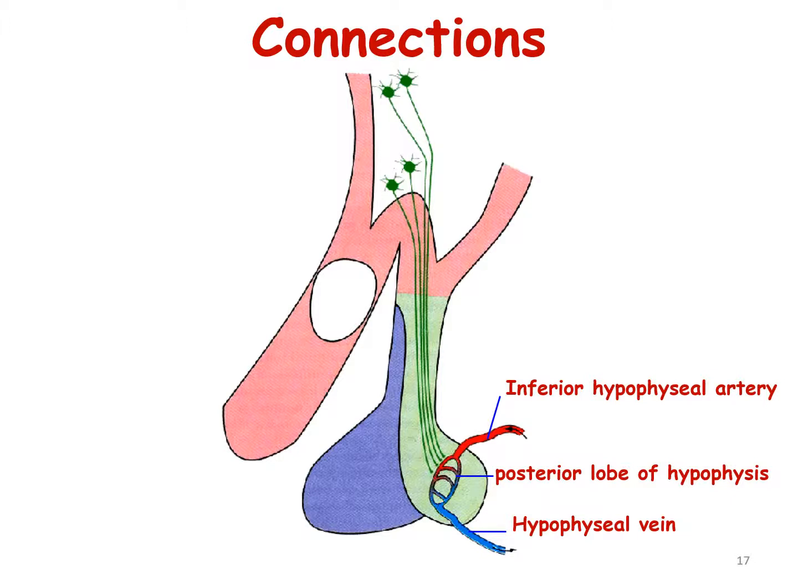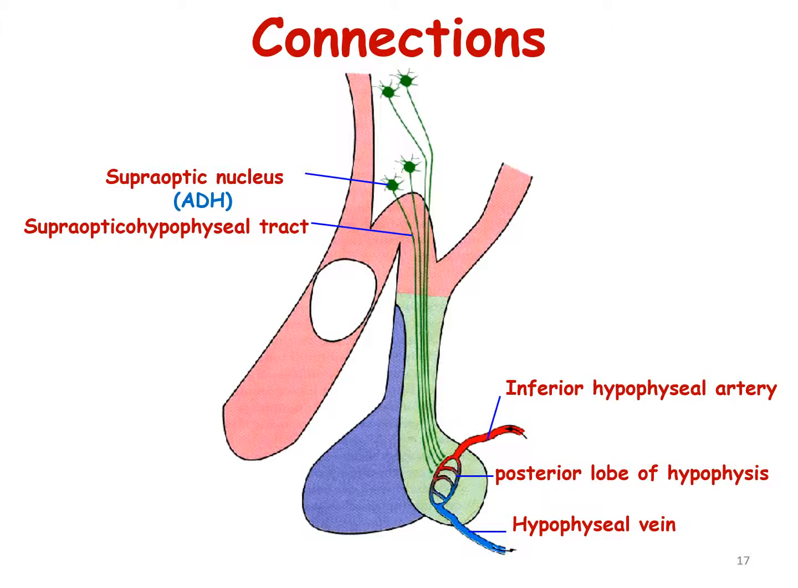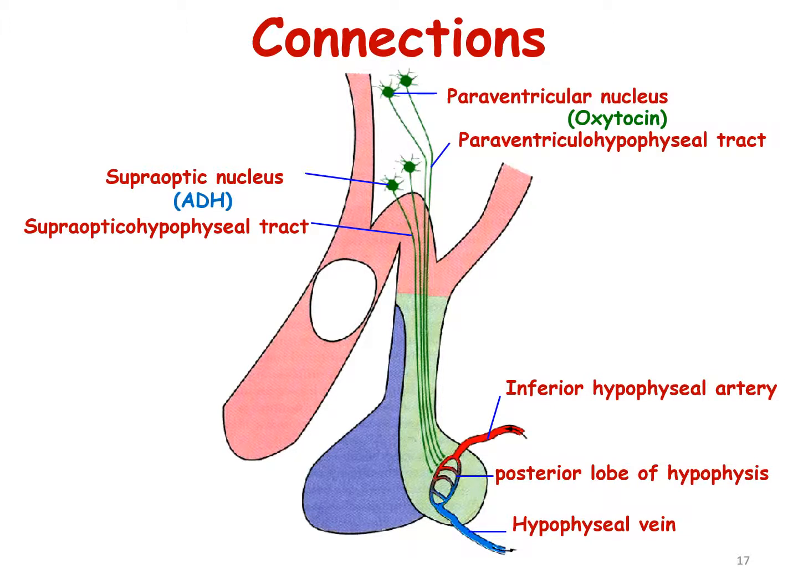The connections of hypothalamic nuclei. Supraoptic nucleus produces antidiuretic hormone, ADH, and via the supraopticohypophyseal tract, it is stored in the posterior lobe of the pituitary, or hypophysis. Paraventricular nucleus produces oxytocin, and via the paraventriculohypophyseal tract, it is released and stored in the posterior lobe of the pituitary, or hypophysis.